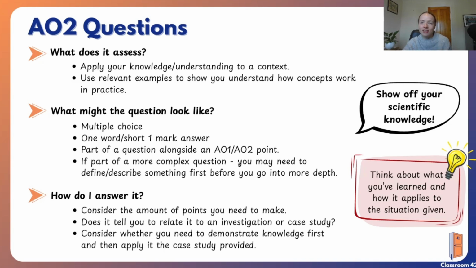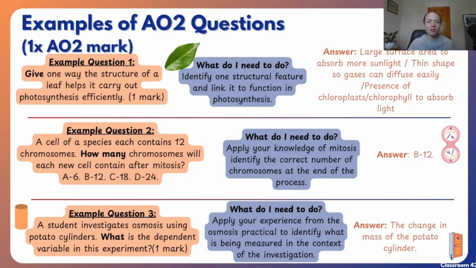And so to answer these kinds of questions, I think the first thing you need to do is consider the amount of points you need to make. So is it a 1 mark, 2 mark, 3 mark or 4 mark, or even 5 mark or 6 mark question? And is it telling you that it's related to an investigation or a case study already? Therefore, you need to be using the wording of the questions or the information that you've been provided with, which will help you on your way. And then you also need to consider whether you need to demonstrate your knowledge first before applying it to the case study, because that might give a clue that you need to get some AO1 points in there before going into your application of knowledge. So let's go through some examples of some AO2 questions worth just the 1 mark.